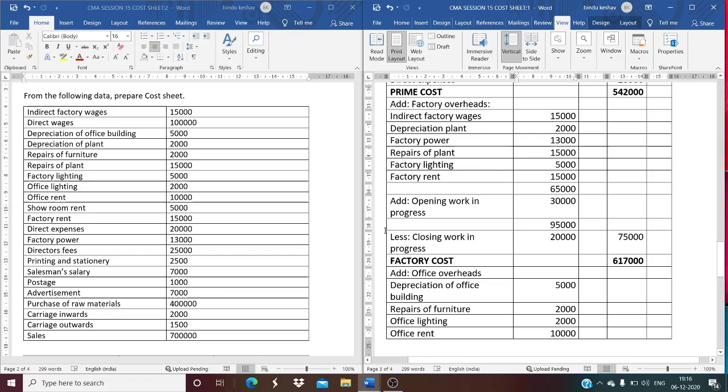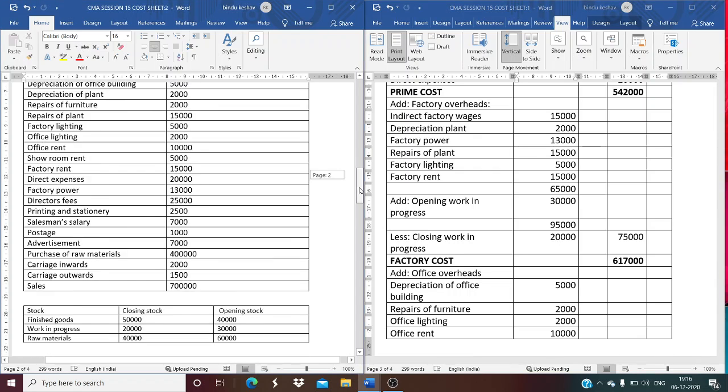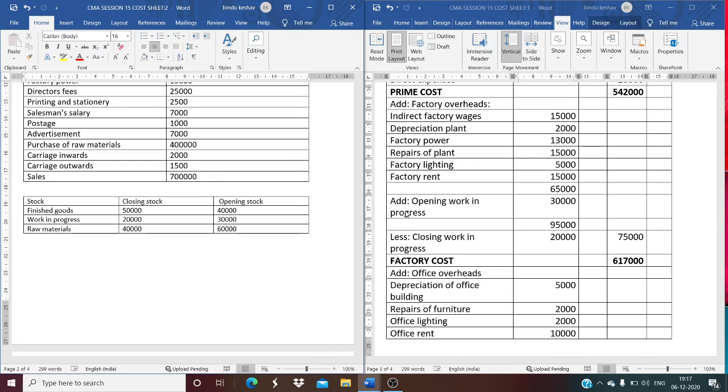Now we have the adjustment relating to the work in progress. We have opening as well as closing work in progress. Now the opening work in progress is added. Add opening work in progress 30,000. Total is 95,000 less closing work in progress 20,000, and the figure is written in the total cost column 75,000. So when we add this to the prime cost, we get the factory cost. So factory cost is 6,17,000.